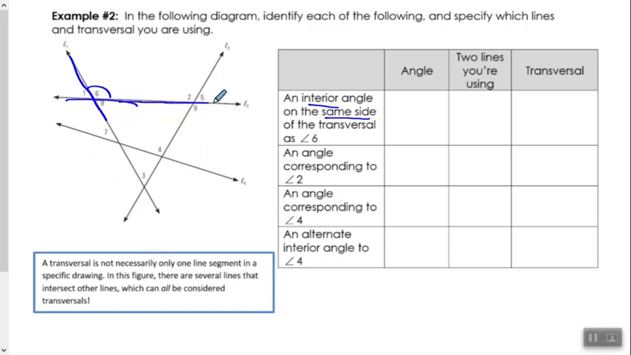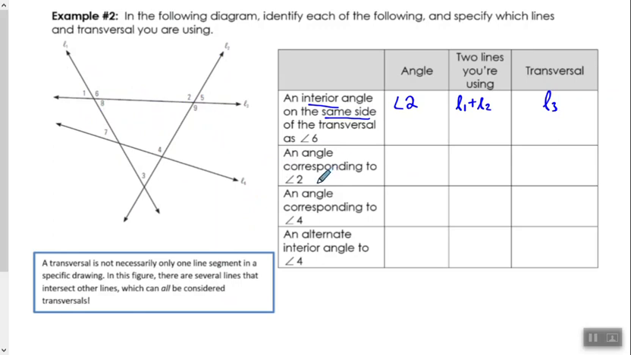So taking a look back down here at these lines. So here I have 1 line, 2 line, and a transversal that cuts both, and this makes my angle 6 an interior angle. So same side interior angle would be angle 2. So angle 2. And the 2 lines that I'm using are line 1 and line 2. And the line that I'm using as a transversal is line 3. And that's the only option for this one.